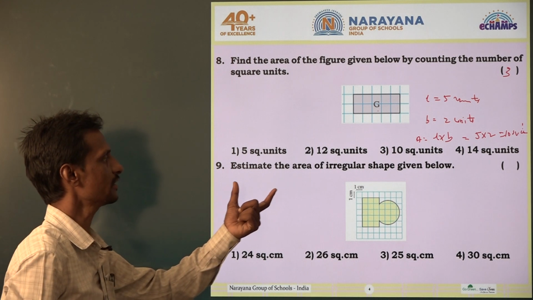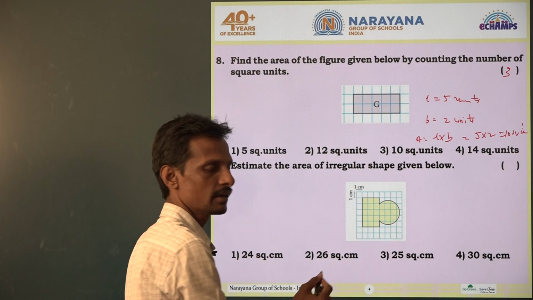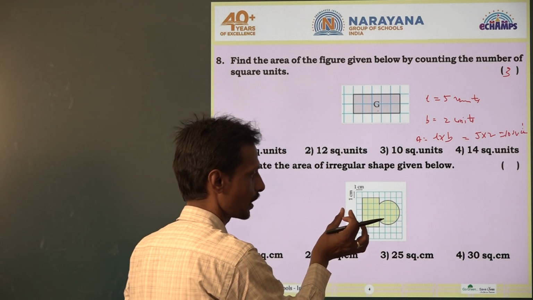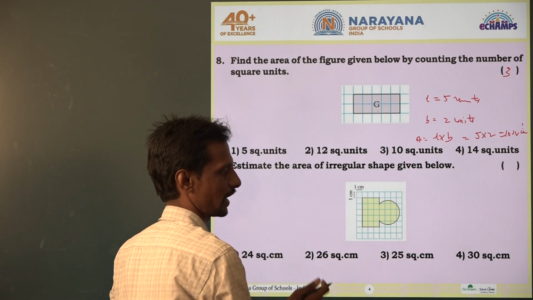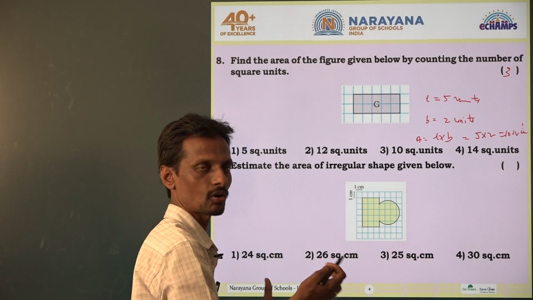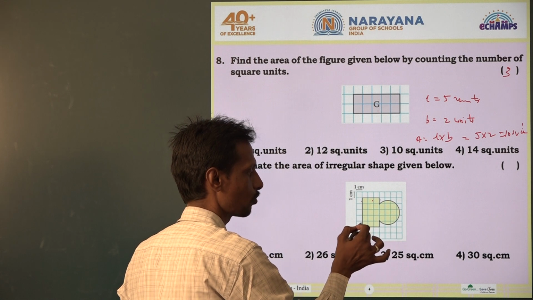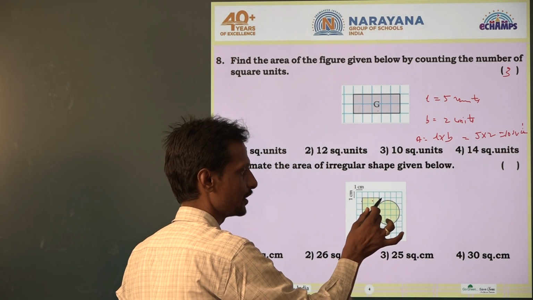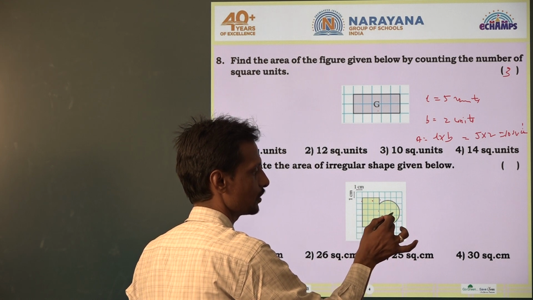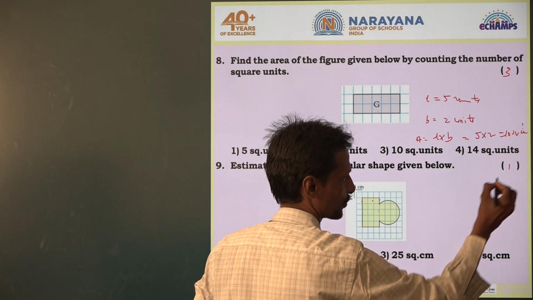Ninth one, estimate the area of the irregular shape given below. So here, counting the number of squares, one small square is 1 square centimeter. How many squares are there? We count the small squares and write the area. 1, 2, 3, and 1, 2, 3, 4, 5. 5 3s, here a rectangle shape, L into B. So 5 3s are 15, 16, 17, 18, 19, 20, 21, 22, 23, 24. So 24, here the first option.